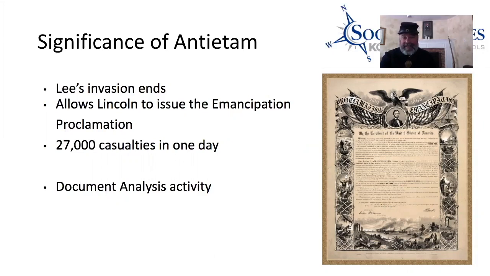All right. At this time, guys, you need to find the Emancipation Proclamation from the KCS website. I believe there's some guiding questions that go along with it. If you could go ahead and read the Emancipation Proclamation and answer the guiding questions, that would be outstanding. And obviously, if you need to pause the video at this time, please do so.